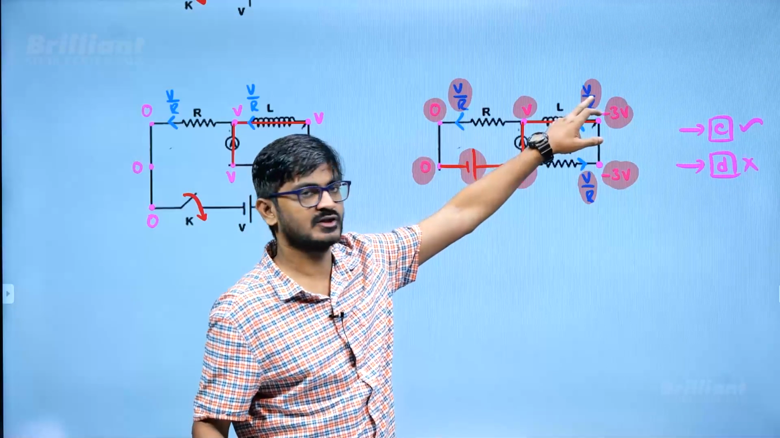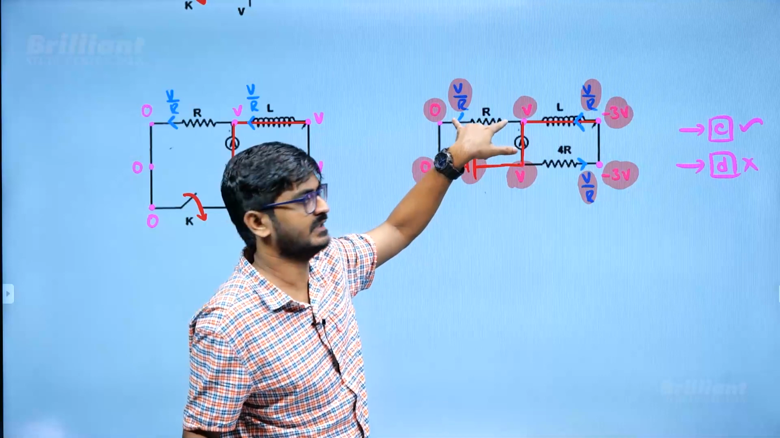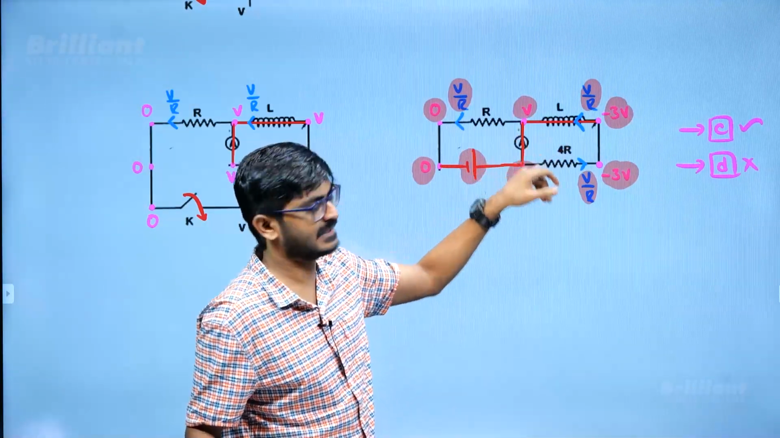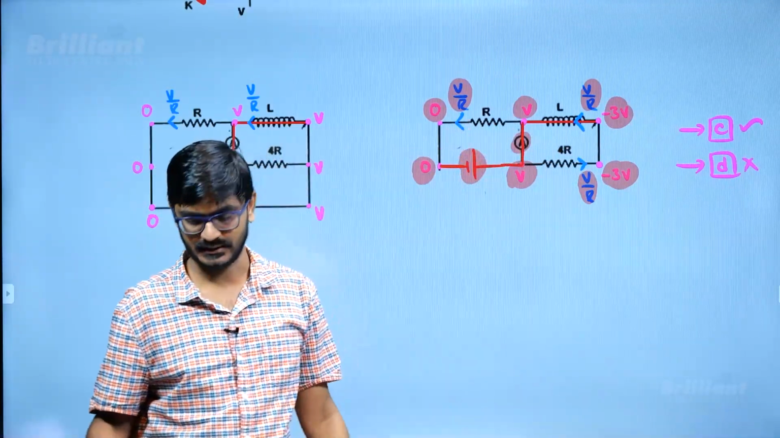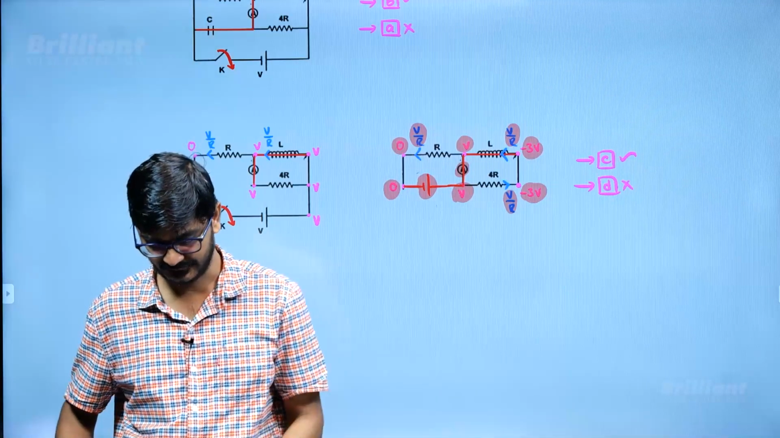So this current is also going to be V by R. This current is V by R because current in the inductor won't change suddenly. This current is V by R because the potential difference is V. Now if I know these two currents are V by R, what can I say? I can say the current in the ammeter is going to be 0, because incoming current equals outgoing current. So current in the ammeter is going to be 0 in both the cases.